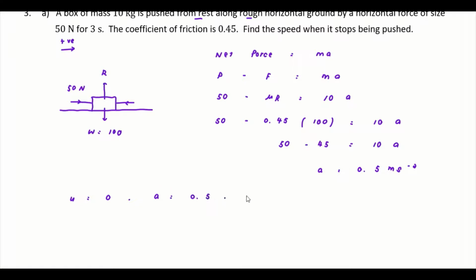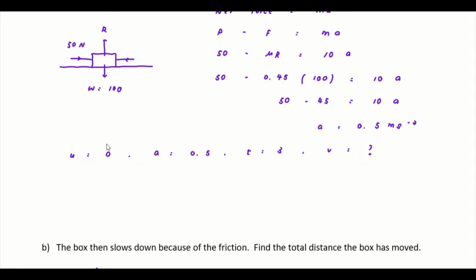And it's given that the force is applied for 3 seconds, right? So T is 3. Then the final velocity when it stops being pushed, so it's after the 3 seconds it is pushed. So that's why we can use V equals U plus AT. So U here is 0, A is 0.5, T is 3. So from here I can get the final velocity is 1.5 meter per second. Okay, so I hope that's easy.